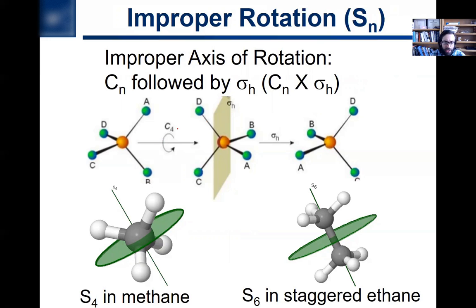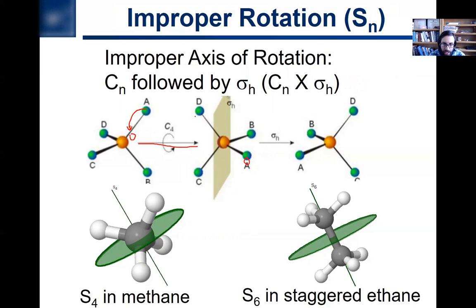But just to visualize this, if you're going to do an S4, you're going to do a C4 followed by sigma h. So you can write that as Cn multiplied by sigma h. That means followed by. So first we're going to do C4, a 90-degree rotation. What does that do? Well, that brought that A right here out in space in front. It brought the B in back, and the D and C now are up and down. But then you're going to do a sigma h, a mirror plane reflection perpendicular to the C4.